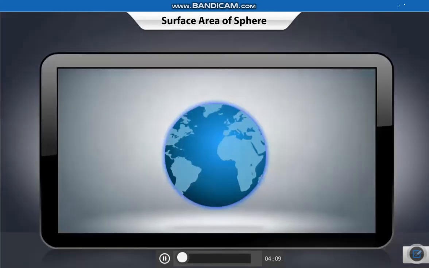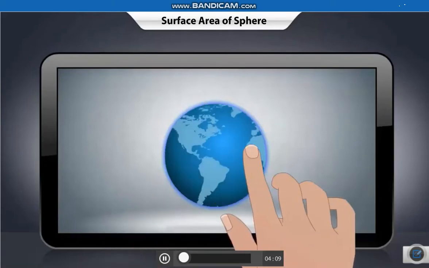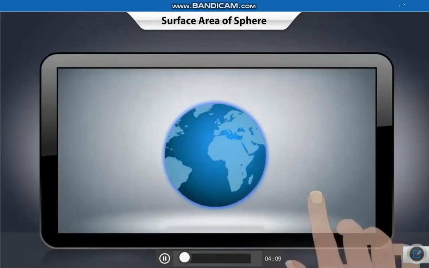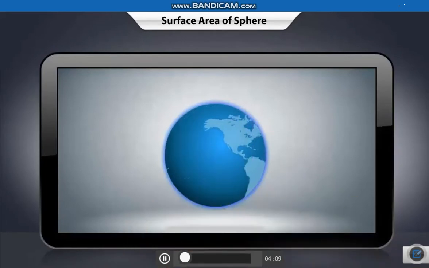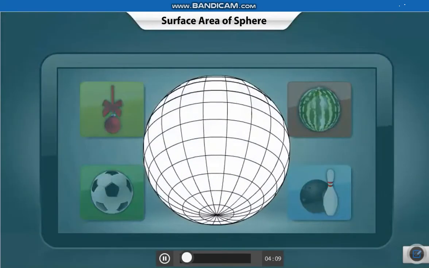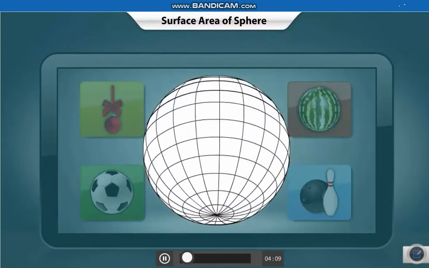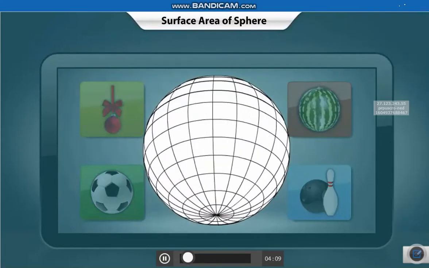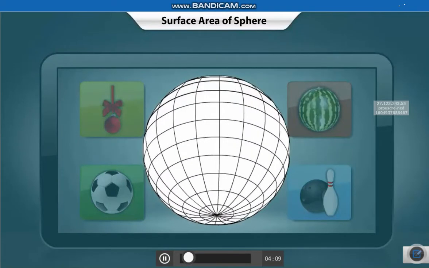Does this shape look familiar? Can you think of some items that remind you of this shape? We call this shape a sphere. It may remind you of a football or even a watermelon. Unlike the cone or the cylinder, the sphere has only one surface that is curved.